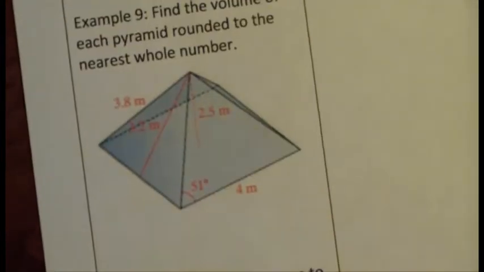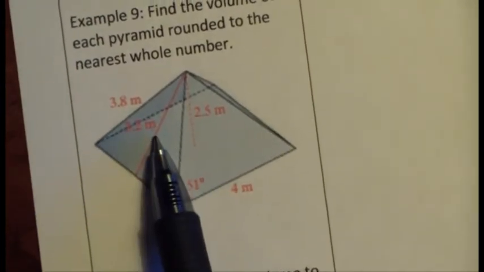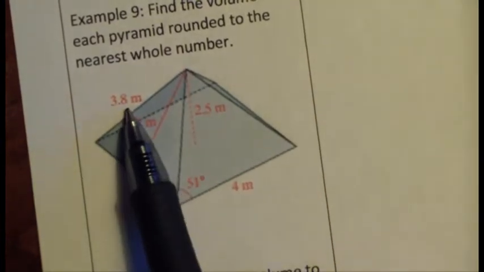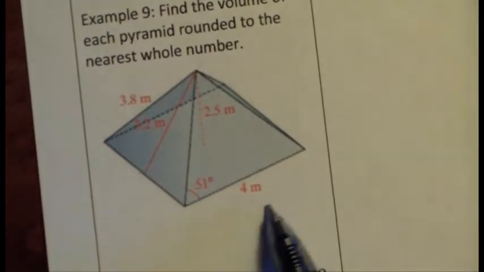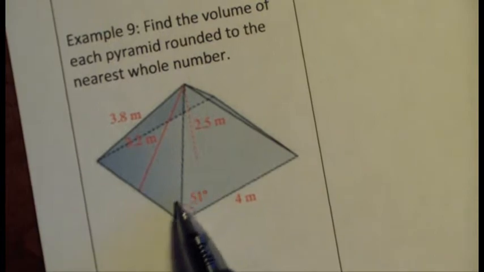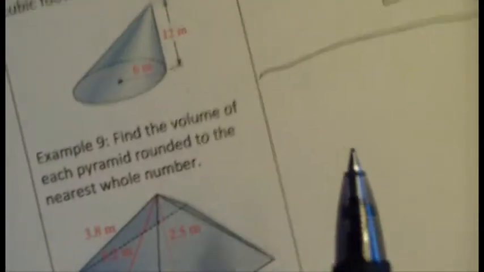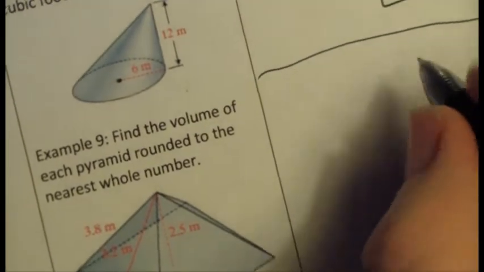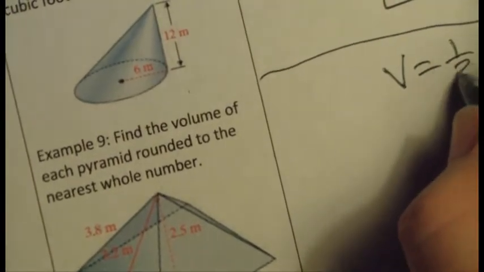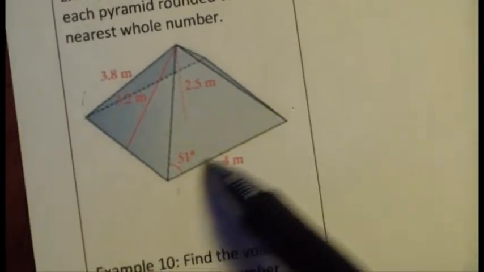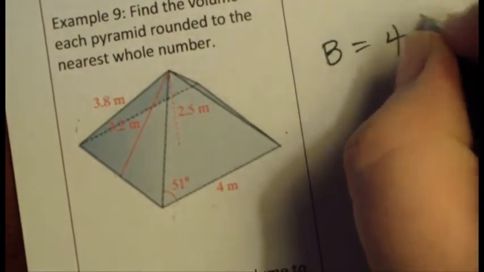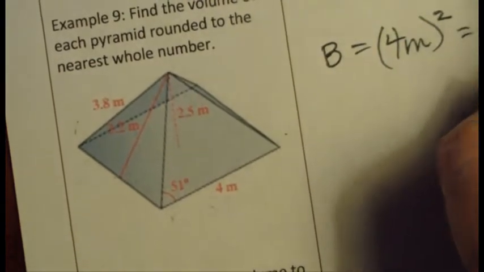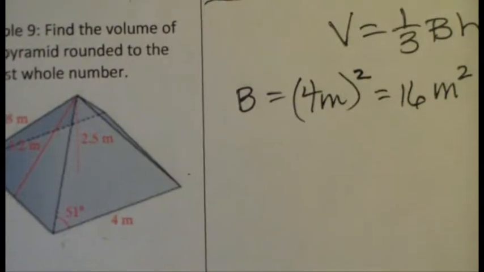So we've got here, we're told the slant height is 3.2 meters. The lateral edge right here is 3.8 meters. The altitude, 2.5 meters. Base side is 4 meters. And we're told this angle right here is 51 degrees. So we know if we're looking for volume of a pyramid, it's 1/3 base area times height. So base area, all we need for that is this area here, 4 meters squared, because it's a square base. So 16 meters squared is our base area.